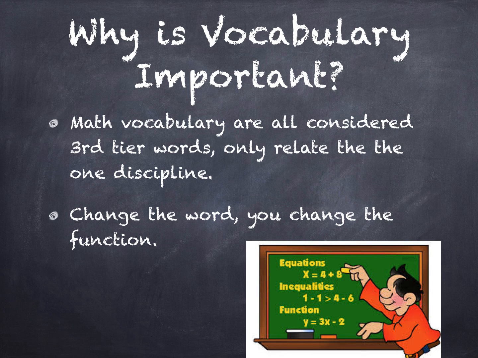Vocabulary is unique in math because math vocabulary words generally are all considered third-tier words and only relate to the one discipline. When you change the word, you change the function. If you think about it, when we discuss addition, addition is a very different function versus multiplying. If we're saying that we have 5 times as many of something versus we have 5 more of something, our problem changes in how a child would solve it.